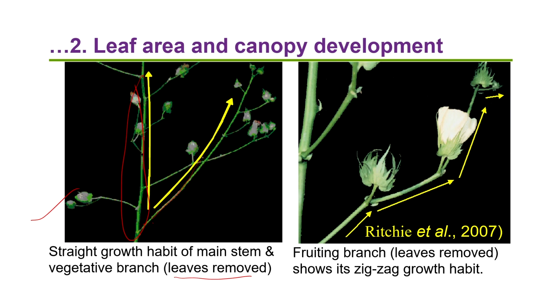It is a straight branch, therefore it is a vegetative branch and it is a monopodial branch. And on the right side you see the fruiting branch, leaves removed here, and it shows its zigzag growth habit. This is the main stem, and from the main stem you have this sympodial branch, and it is zigzag. But the monopodial branch is straight. So hope you could follow the meaning of monopodial and sympodial branches.